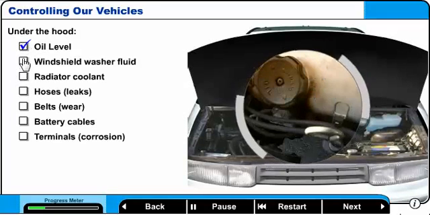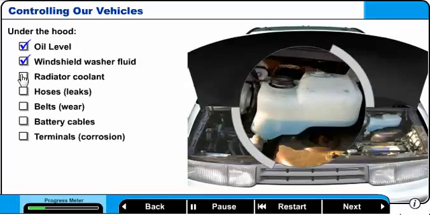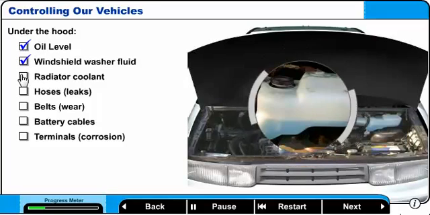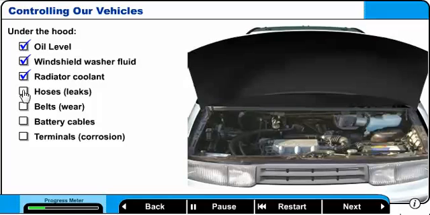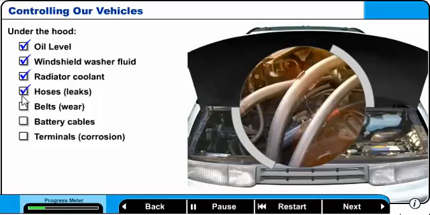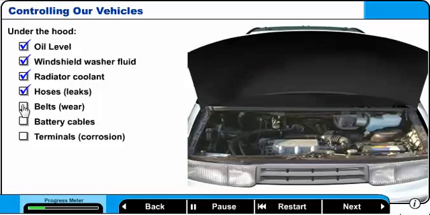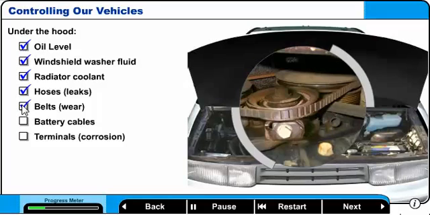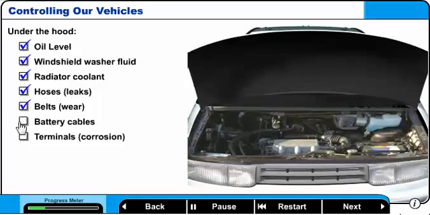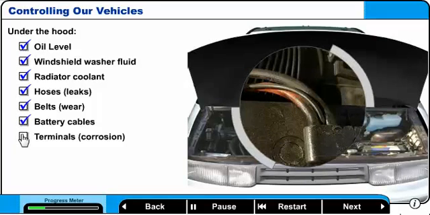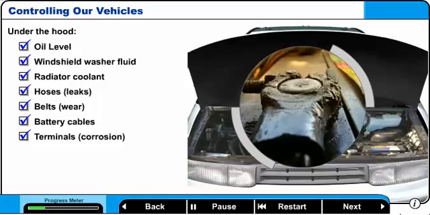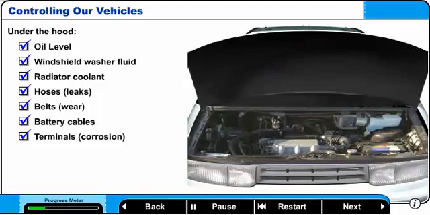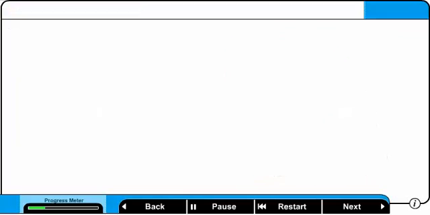Right. Check the oil level. Good. Check the windshield washer fluid level. Yes. Check that there is enough radiator coolant. Right. Inspect the hoses for leaks. Good. You should check the belts for wear. That's correct. Check the battery cables. That's right. Make sure the battery terminals are free of corrosion.